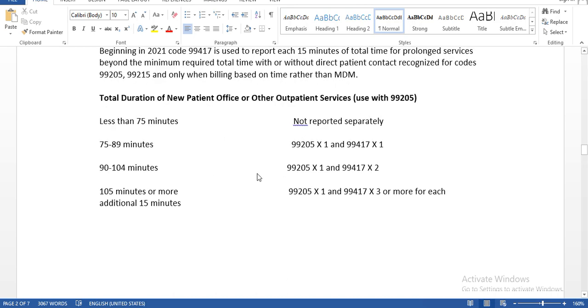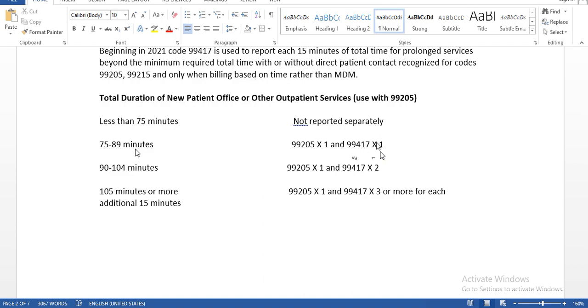So here we have a few examples. Total duration of new patient office or other outpatient services: as you know, if it is a new patient, we need to use the 99205 code. So less than 75 minutes, we will not code prolonged service. If it is 75 to 89 minutes, 99205 times 1 and 99417 times 1. Here if it is 75 to 88 minutes, we can't code 99417; as it is 89 minutes, we can code 99417.